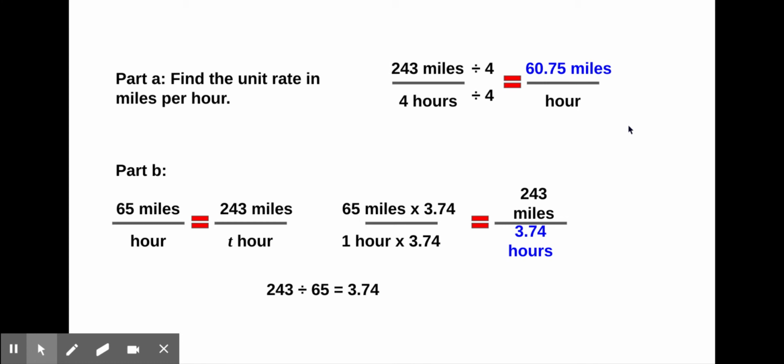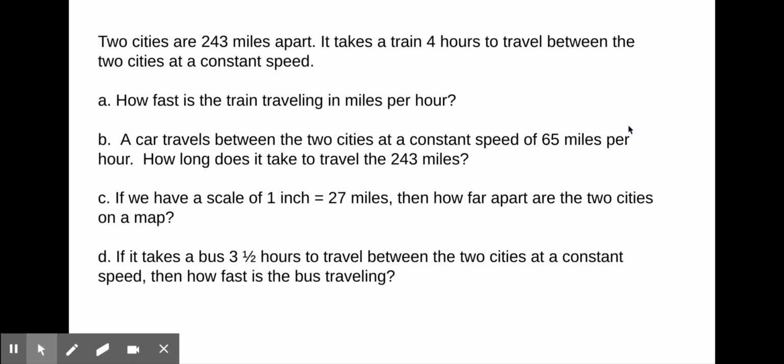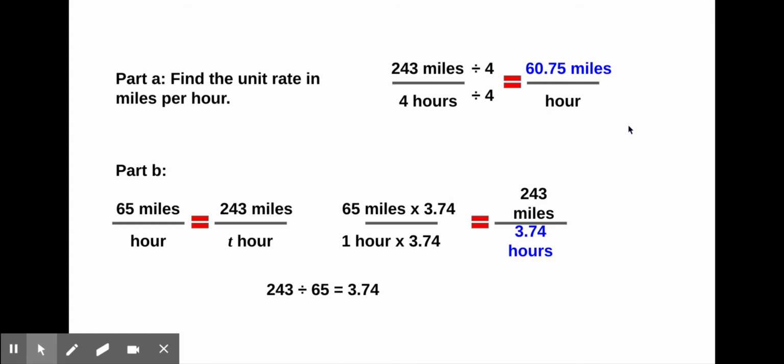All right, for part B there, we said, okay, a car travels between the two cities at a constant speed of 65 miles per hour. How long does it take to travel 243 miles? Well, if we look at that, we see 65 miles per hour, and we're going 243 miles. Well, 65 goes into 243 about 3.74 times. So we can multiply the top by 3.74 and the bottom times 3.74.